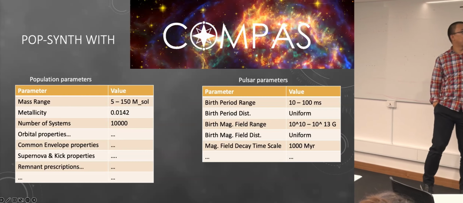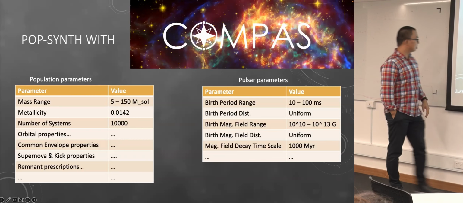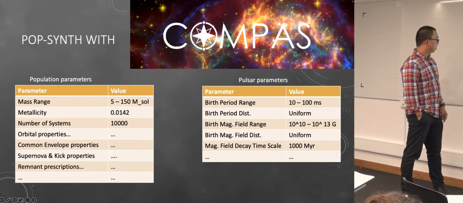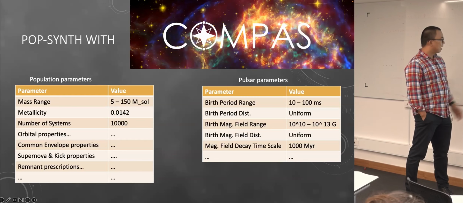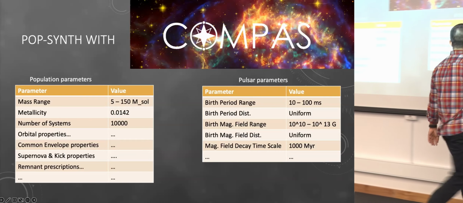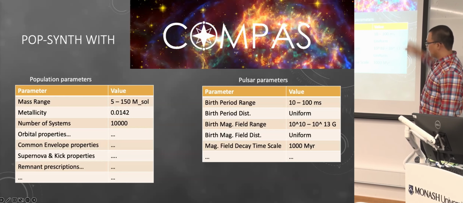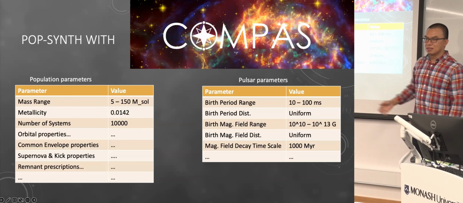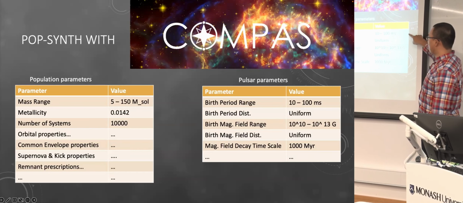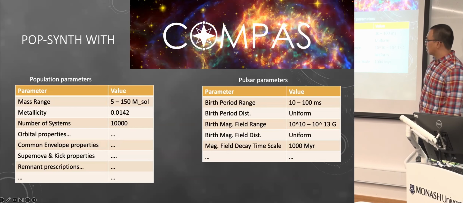In the examples I'm going to show you later, this is how they're set. The mass range is from 5 to 150 solar masses. The metallicity is the solar metallicity. There are 10,000 systems I'm looking at, and we can set the orbital properties, the common envelope properties, supernova kicks, and a prescription for remnants. And we can also set the birth parameters for pulsars. This is just an arbitrary model that I have chosen, a base model for COMPAS with birth period range distribution. Same thing for the magnetic field at birth and the magnetic decay timescale.